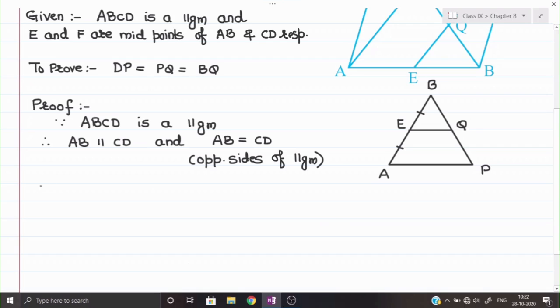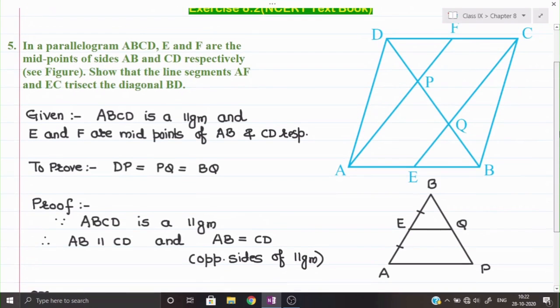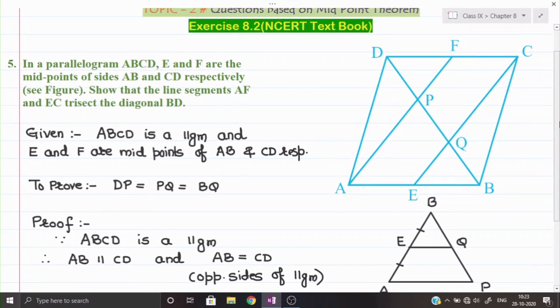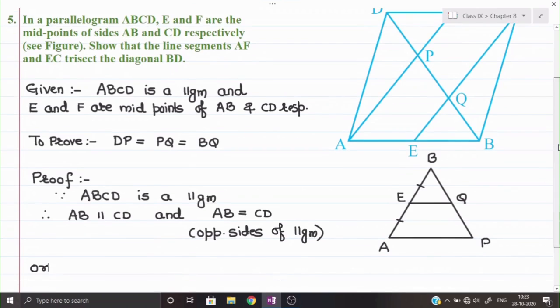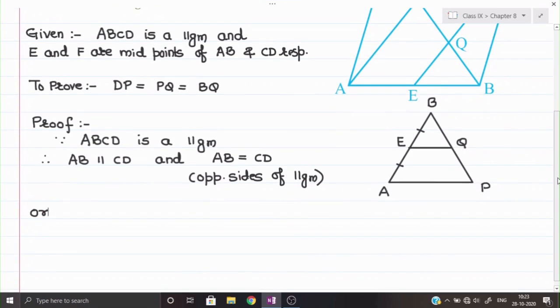And one more thing, AB and CD are parallel, so part of AB and part of CD will also be parallel. So observe, part of AB means I am taking AE here, and part of CD means I am taking CF over here. So AE and CF will also be parallel. So here I will write down AE is parallel to CF and half of AB is equal to half of CD. It is also possible.